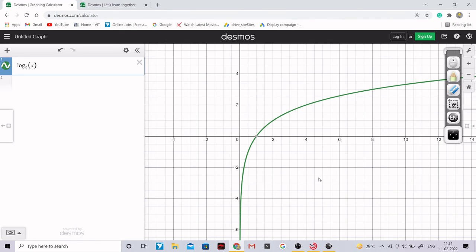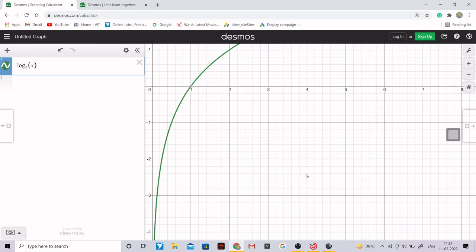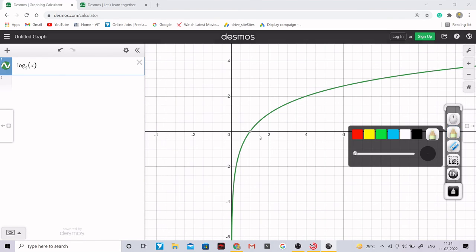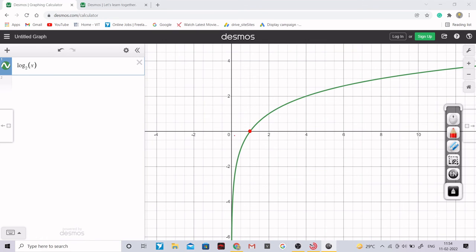Let me just zoom it out. Yeah, as you can see over here, just a second, let me bring it a little down. As you can see, this particular dot, your y is 0 and your x is 1. See, this is 1 and this is 0, correct? So this particular dot is y is equals to 0, and if y is equals to 0, then x is equivalent to 1, right?